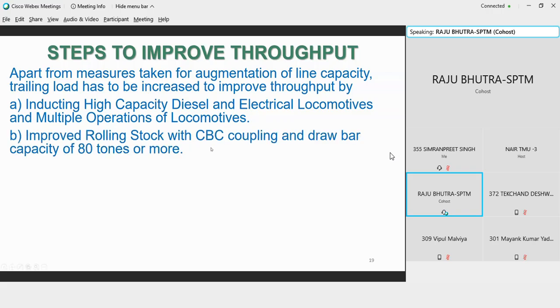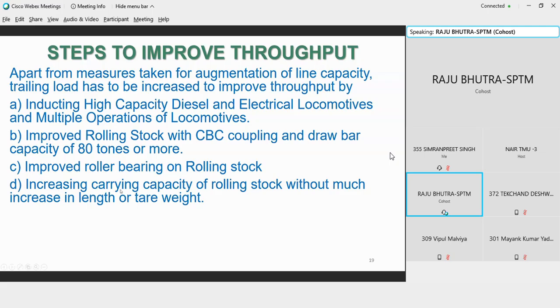An improved rolling stock with CBC coupling and drawbar capacity of 80 tons or more. So with better CBC couplings and better drawbar capacities, the locomotives will be able to haul more loads. So heavy haul operations are possible if we are using better stock with better CBC couplings and drawbar capacity. Improved roller bearing on rolling stock will also increase the speeds.